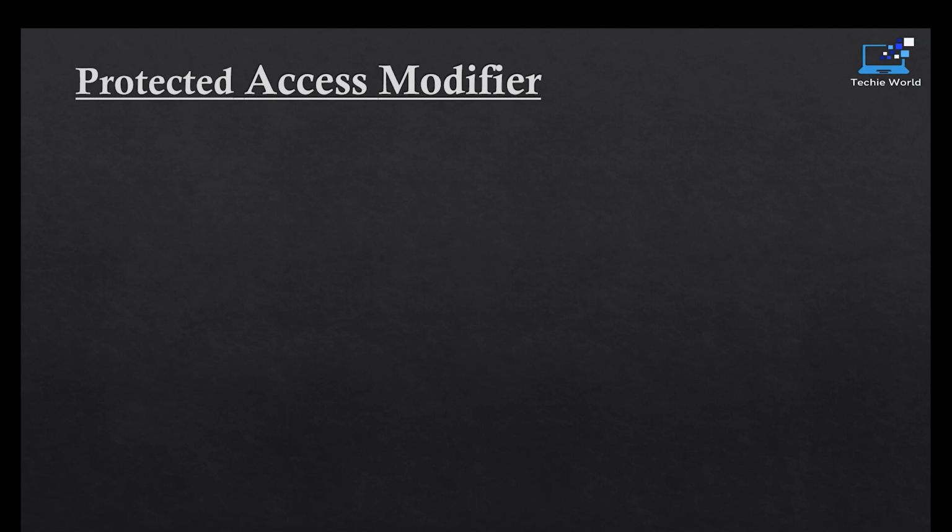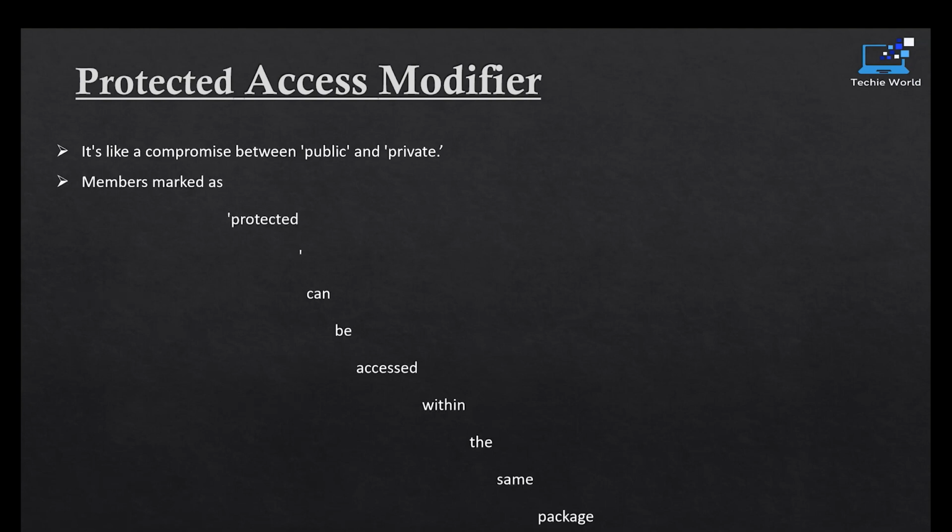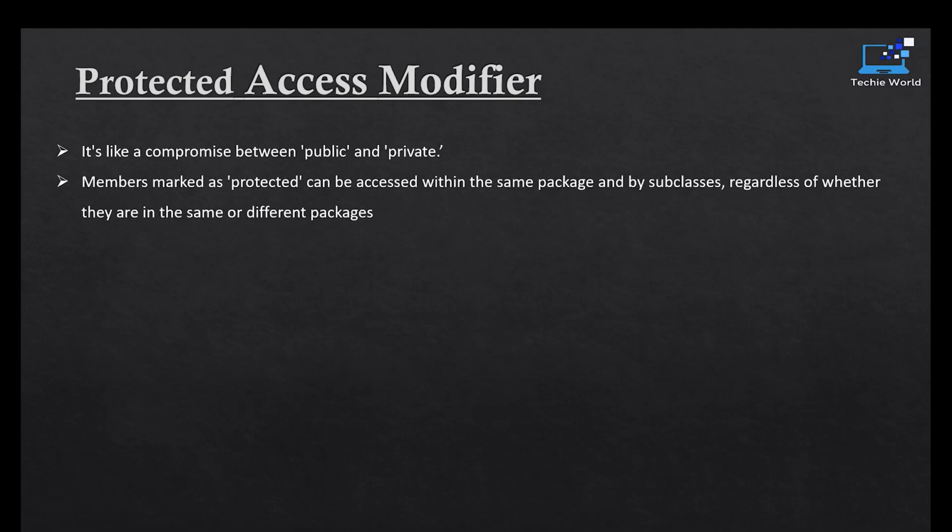To understand this in a better way, first let's have a look at some of the theoretical part about the protected access modifier, and then we'll see the code snippet. The first point about the protected access modifier is that it is like a compromise between public and private. This is what I already told you. The second point is that members marked as protected can be accessed within the same package and by subclasses, regardless of whether they are in the same or different packages.